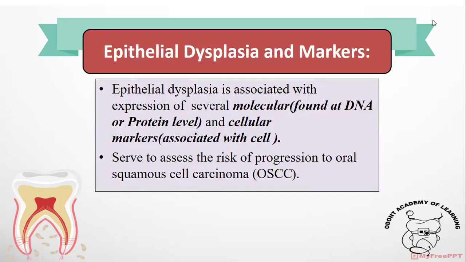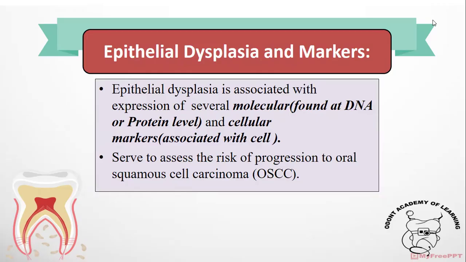Now, epithelial dysplasia can be diagnosed with the help of multiple markers, because as such we cannot detect exactly which part of the epithelium is affected by the dysplastic changes. So markers help us to detect exactly which part of the epithelium is affected. Epithelial dysplasia is basically associated with expression of various markers.